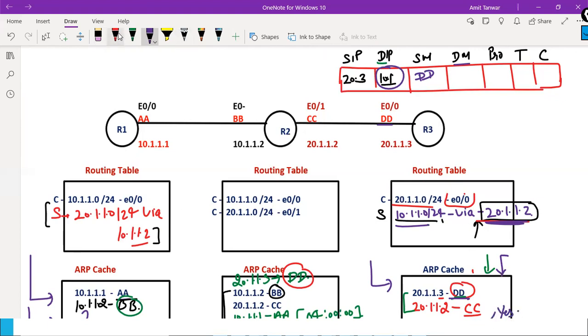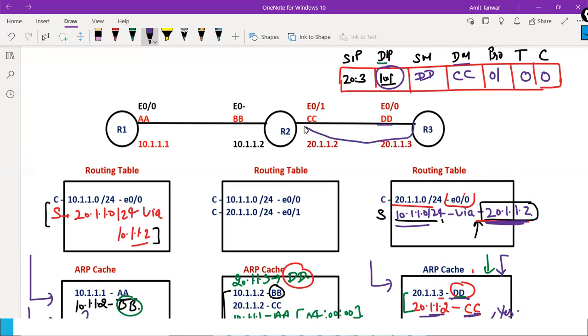Because last time when the echo request came from R1 to R3, ARP happened between R2 and R3. ARP was already done. So this is the reason it's already updated. So now what's the destination MAC? What's the MAC of 20.1.1.2? It's C, it will be updated. What's the protocol? 1. Type 0, code 0, because this is echo request. For echo request, type and code is 0.